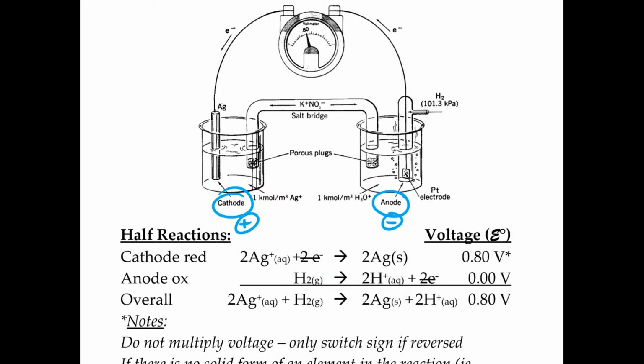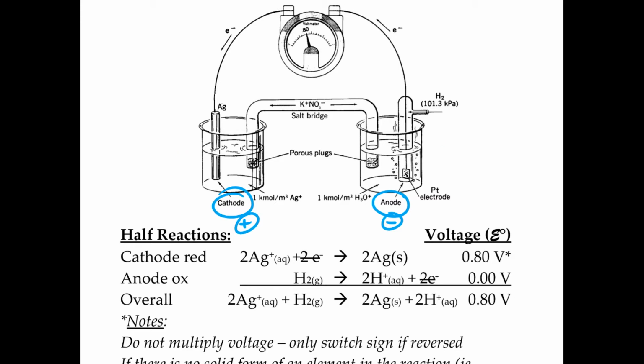Now, the original electron here was 1. This has 2. So you have to double this, double this, double this. Do not double the voltage. Okay, you never double the voltage. You add the whole thing together and this is what you get. So typically what has to happen is you have to have the anode, and by the way the anode's on the right side this time, and the cathode.